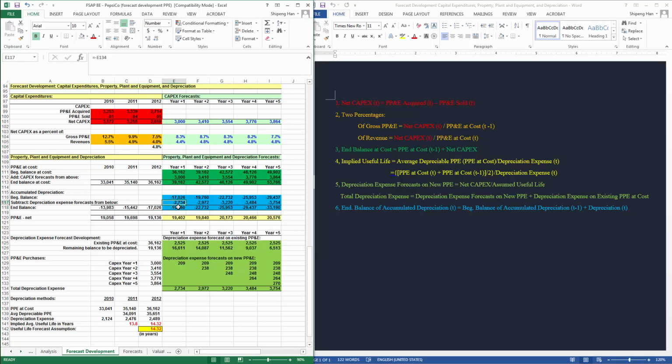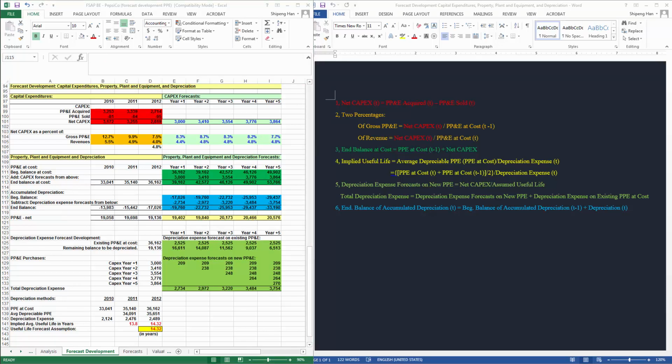So the accumulated depreciation of year plus 1 actually equals the accumulated depreciation of the prior year, actually 2012, plus the new depreciation expense. Right? So the problem is, what's the depreciation expense? The number in this row, right? Okay, so we should forecast the depreciation expense first.